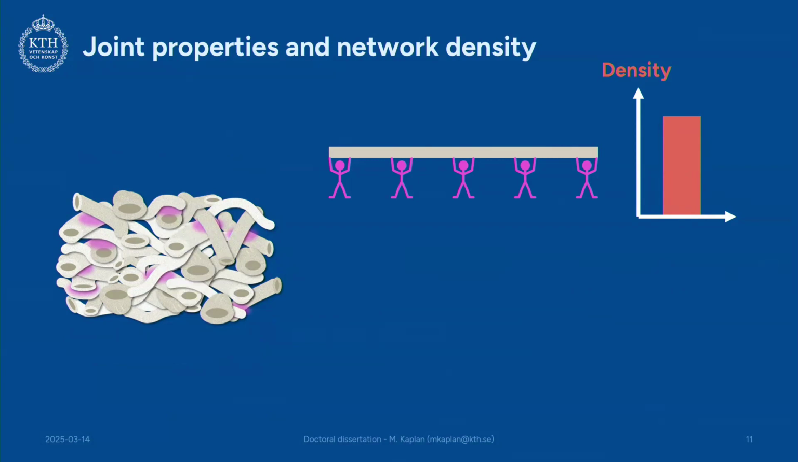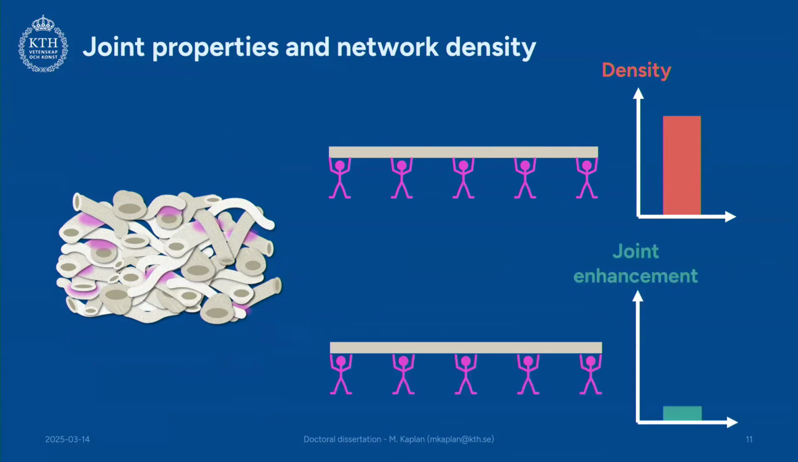Another way of enhancing the properties of networks is by doing a sort of joint enhancement. So you change the chemistry in the joint in different ways. And that essentially increases the load-bearing capacity because the individual joints become stronger. And this is something I have investigated in my work. And I will show you a few examples from paper 2.